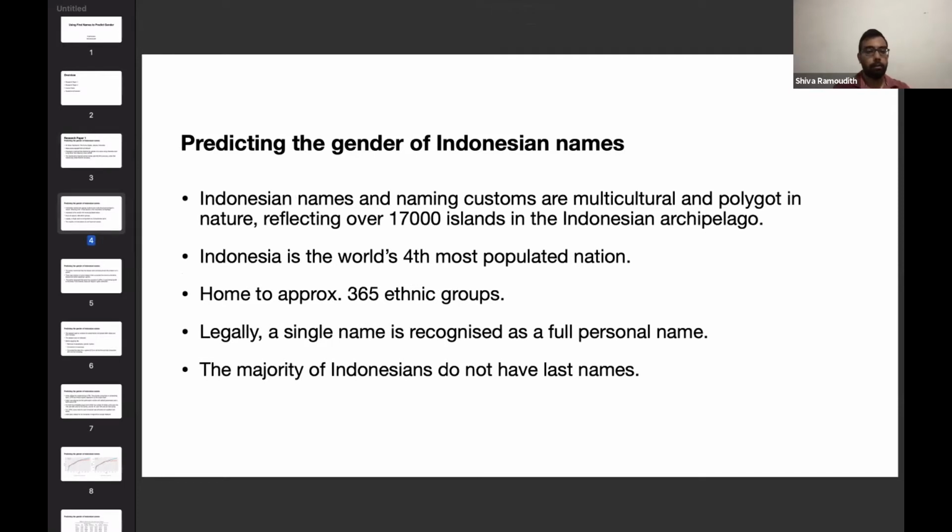Now, just to give a background of Indonesian names. These names and naming customs are essentially multicultural. It's polyglot in nature, reflecting history and culture from over 17,000 islands in the Indonesian archipelago. Indonesia is the world's fourth most populated nation, and it's home to approximately 365 ethnic groups. In fact, I didn't know this, but legally in Indonesia, a single name could be recognized as a full person name. So only your first name could be your full name, and this is true for the majority of Indonesians. However, you can also have a full personal name. It's based on your preference.